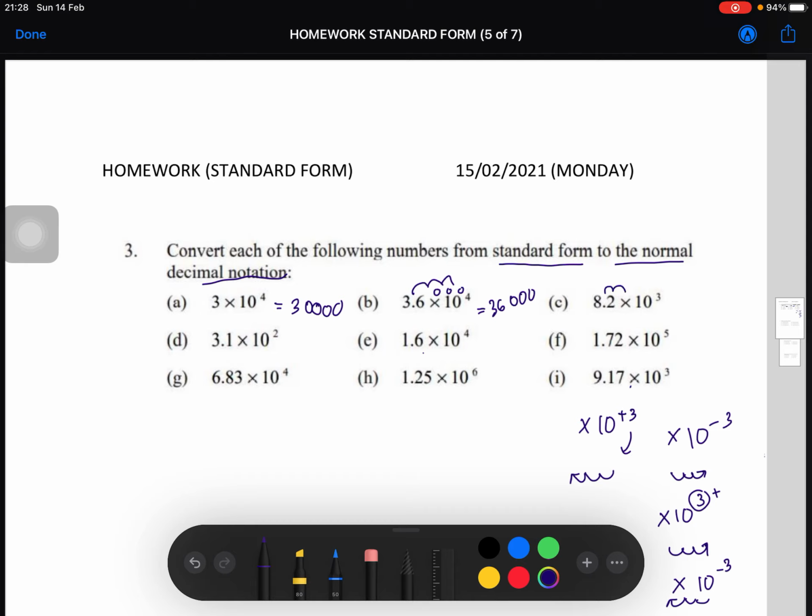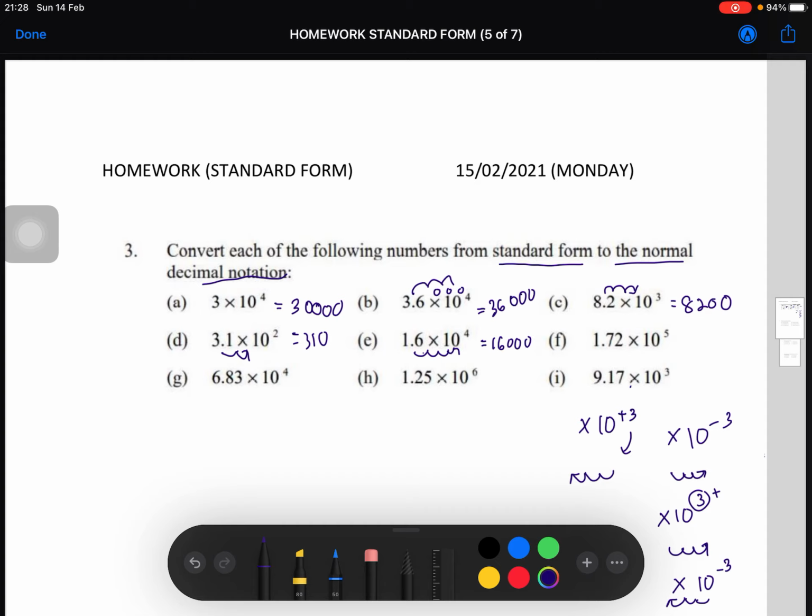Okay. C. 8.2 times 10 to the power of 3. That means we are moving to the right, 3 times. The answer is 8200. Okay, D. 3.1 times 10 to the power of 2. We move the decimal to the right 2 times. The answer is 310. Okay. E. 1.6 times 10 to the power of 4. We move to the right 4 times. The answer is 16,000.